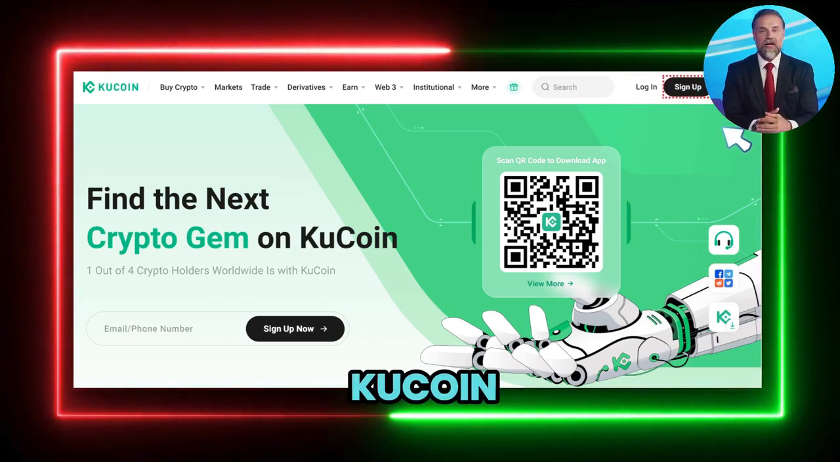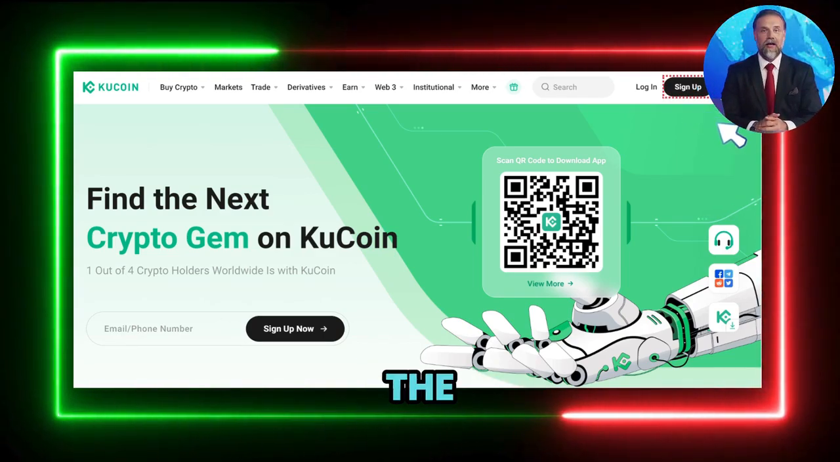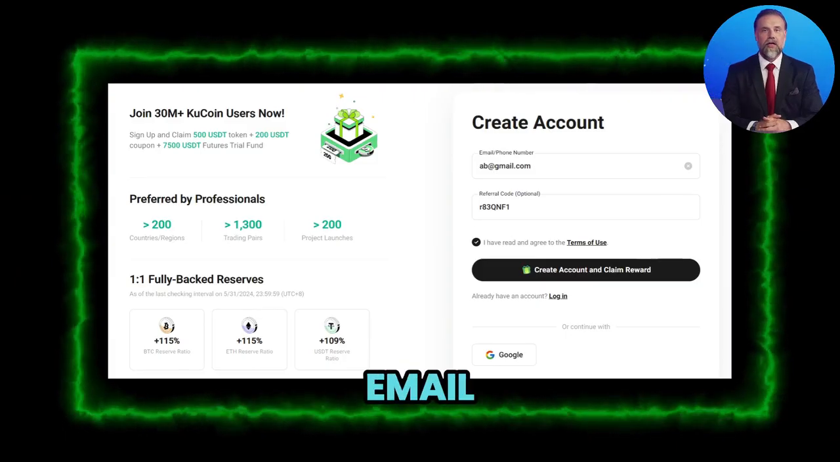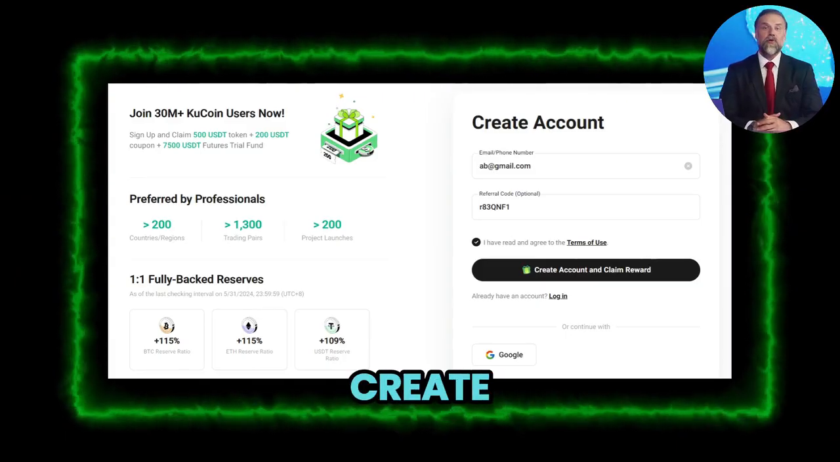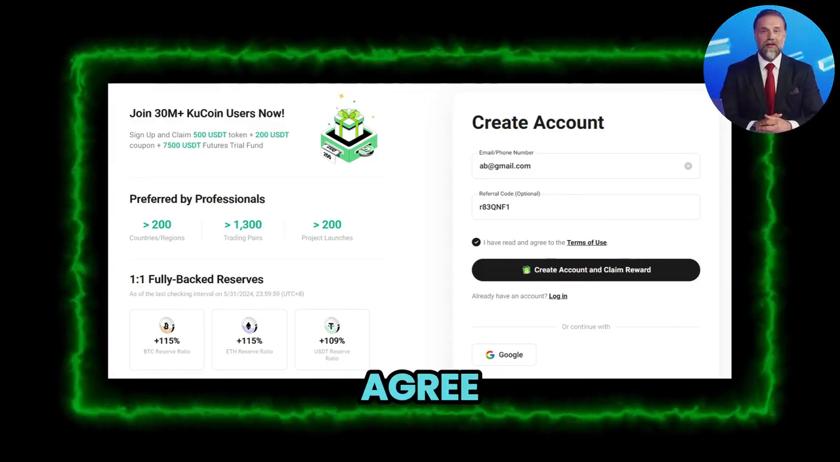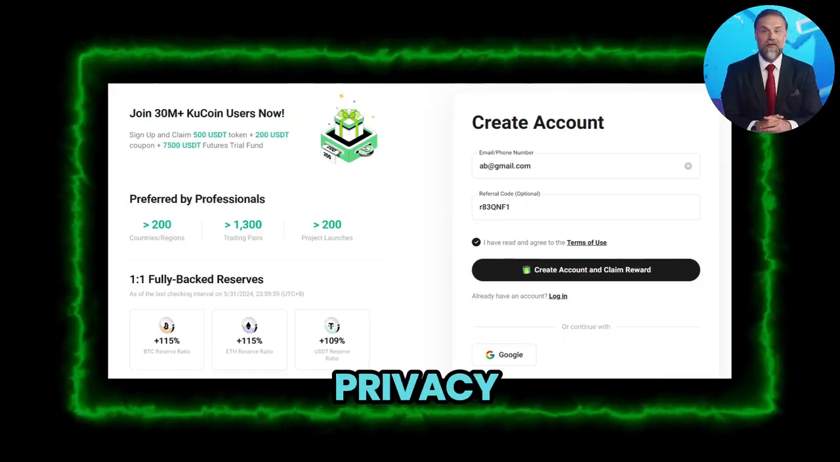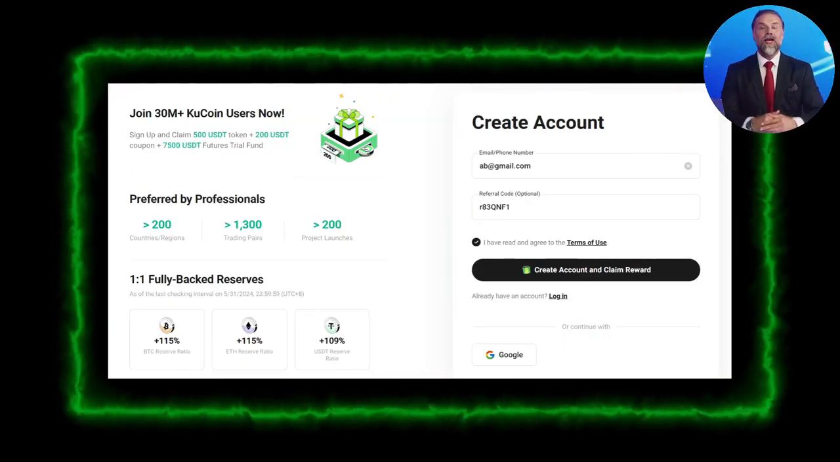2. Create a KuCoin account. Click on the Sign Up button. Enter your email address or phone number and create a strong password. Agree to the terms of service and privacy policy, then hit Sign Up.